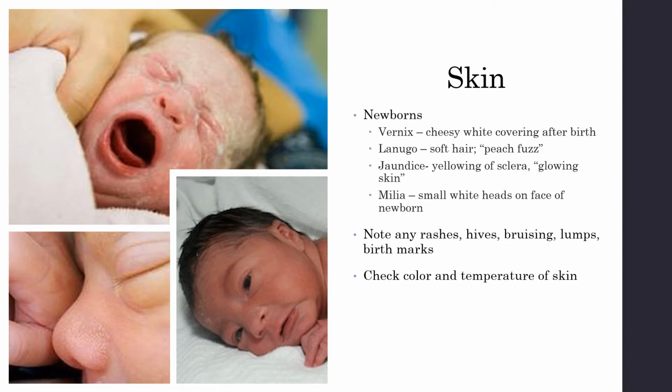And then with jaundice, we're going to get into jaundice in unit 2, but this would be yellowing of the sclera, glowing skin, looks like they've been to the beach already, and this could be a sign of jaundice. So we're going to get into more jaundice discussion later on.